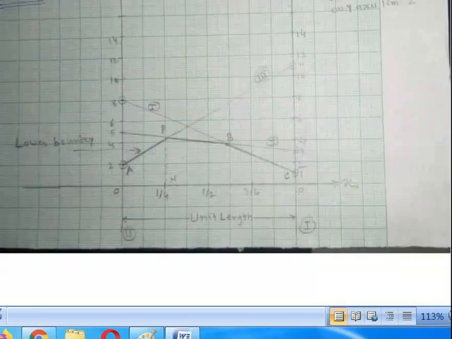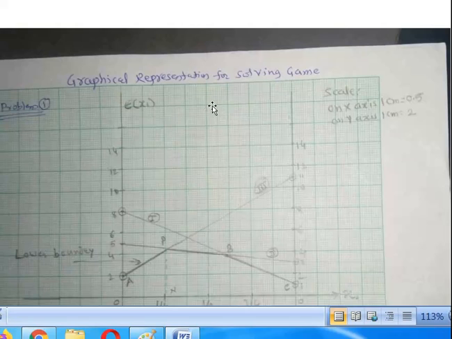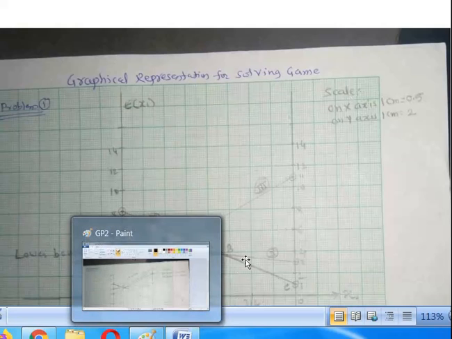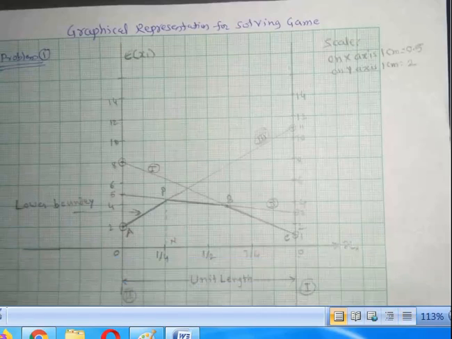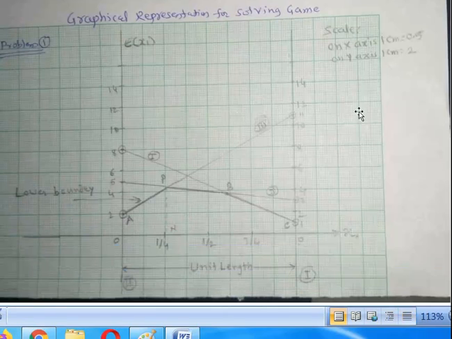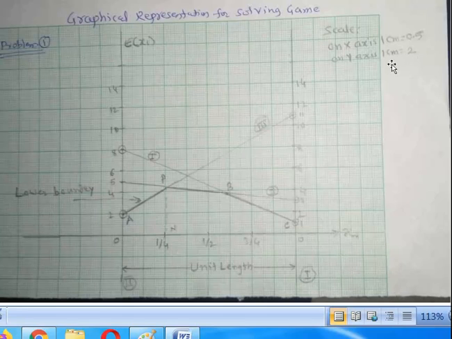See here the graph paper. For the graphical representation of solving the game, draw two parallel lines vertically, apart from the x1 axis. The distance between these two lines is a unit length. Mark a suitable scale on each line. On the x1 axis, 1 cm equals 0.5, on the y axis, 1 cm equals 2, and draw all three lines on the graph paper.